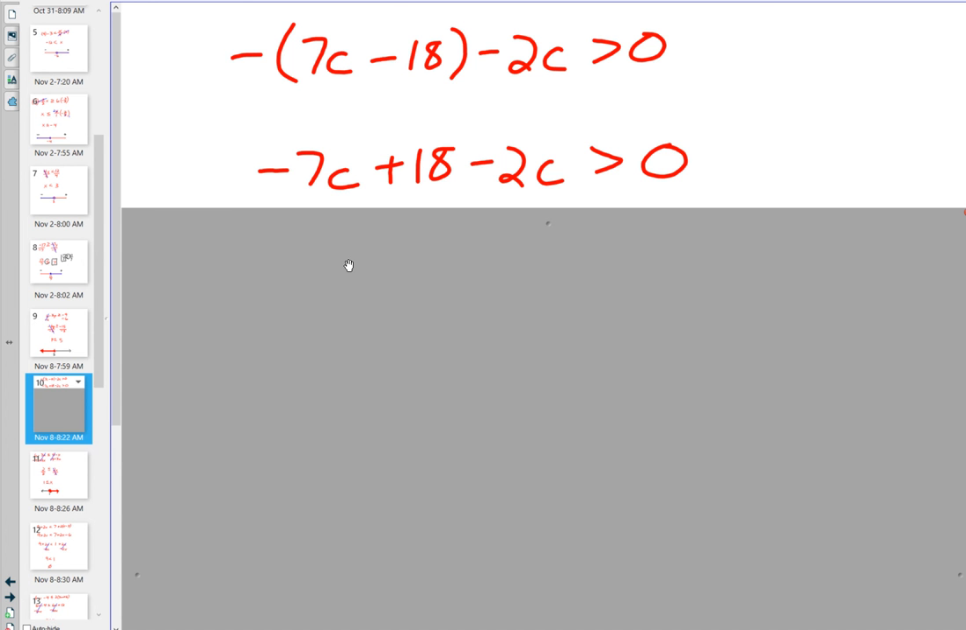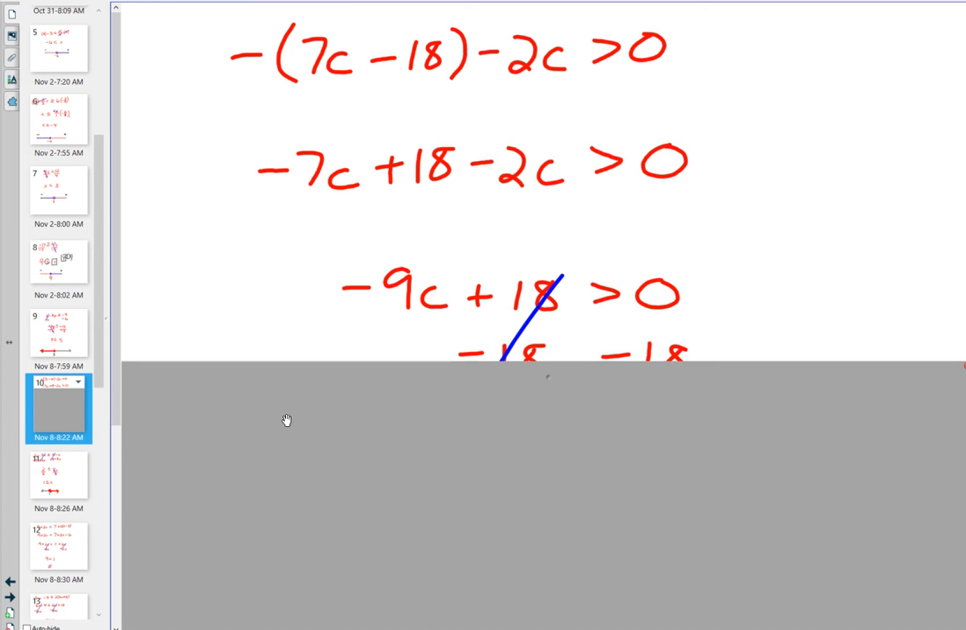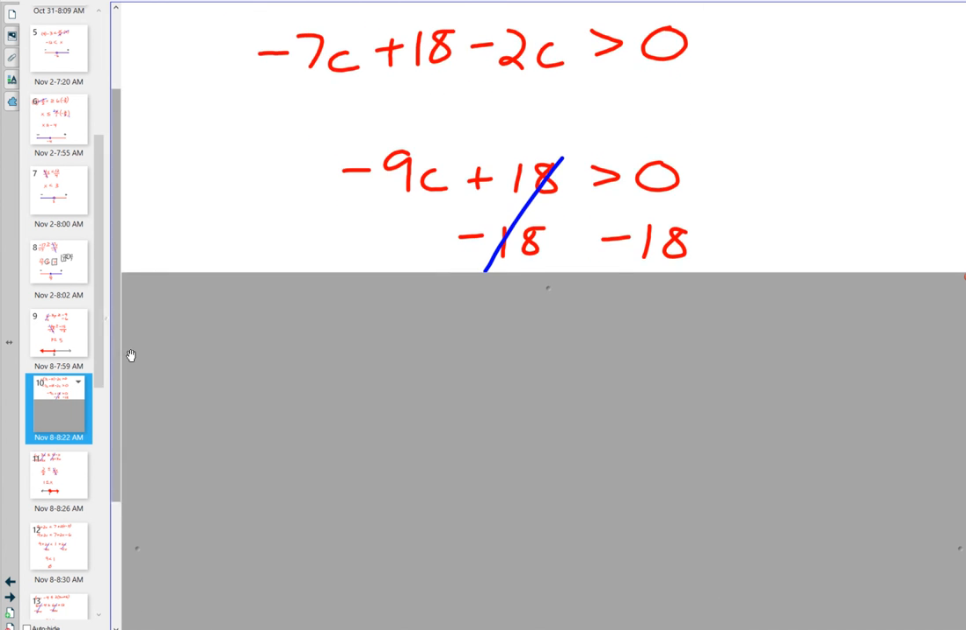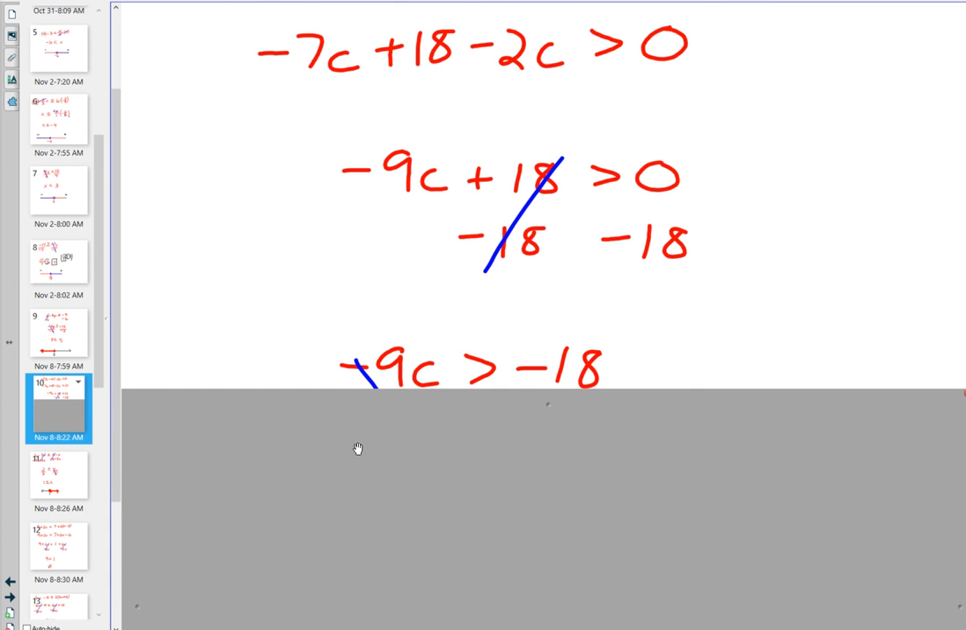Lorna, what do you want to do next? Add the negative 7c. Yeah, negative 7c and negative 2c is negative 9c, minus 18 on both sides. 0 minus... oh, it's a negative. Now we flip the sign, right? No, because I just subtracted.